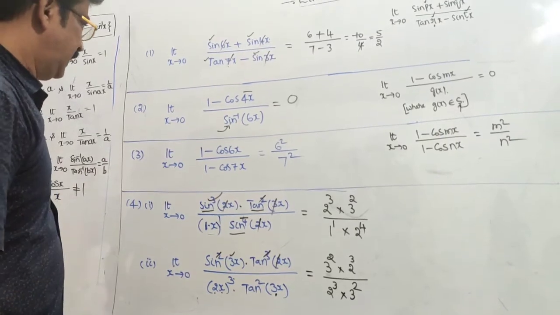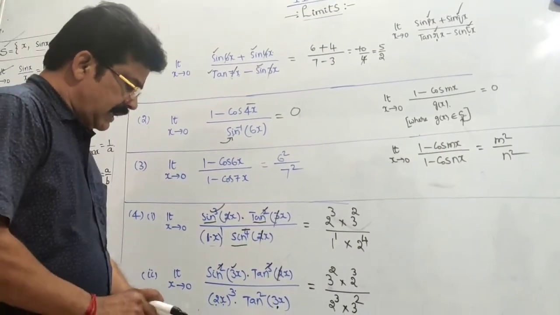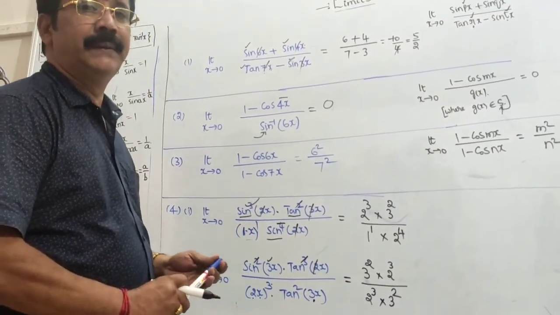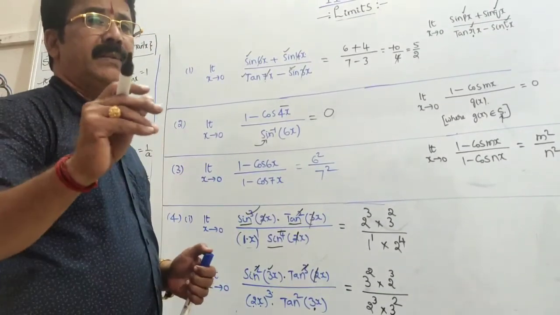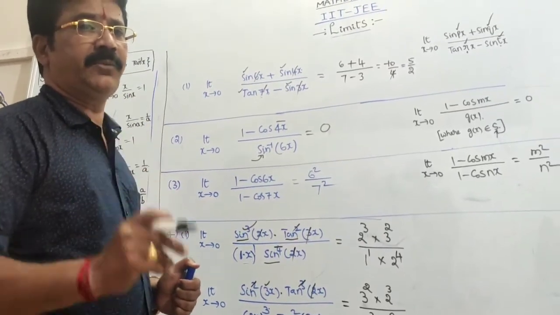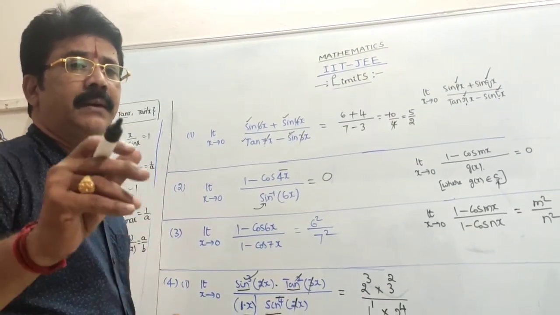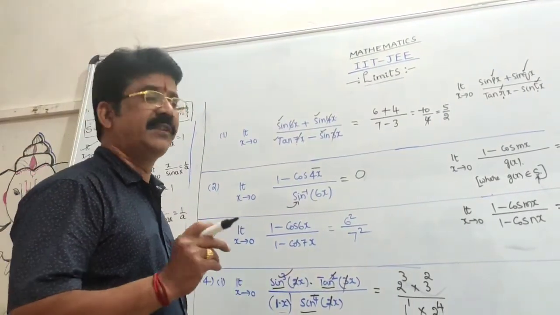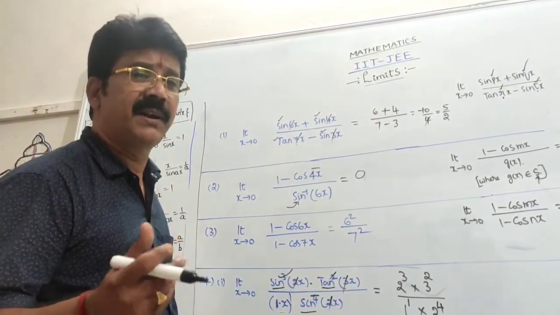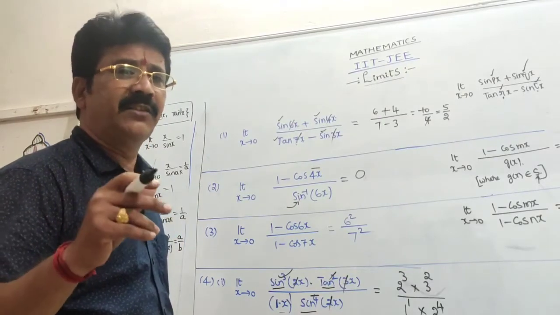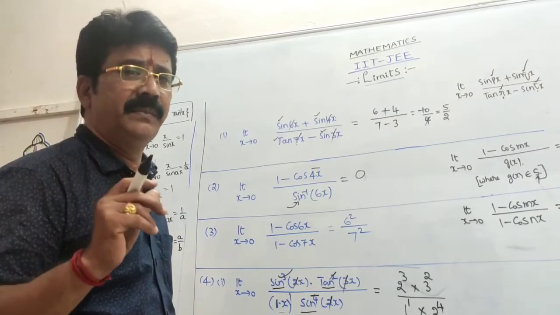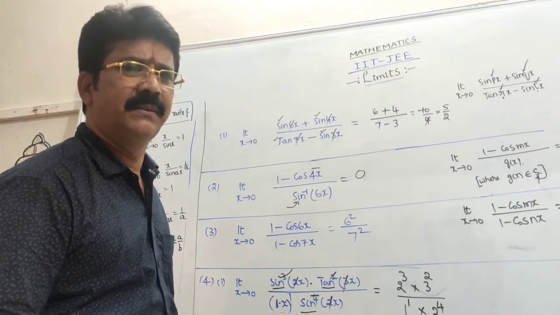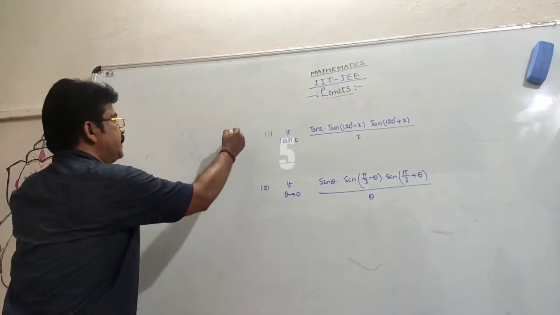So for every problem, at most there are 3 ways to solve it. Namely, number 1 shortcut, number 2 L'Hospital rule, number 3 strictly according to the procedure. You can select any method in the examination hall so that it will take minimum time for every question. It is your choice. Understand? Right. Set of questions.